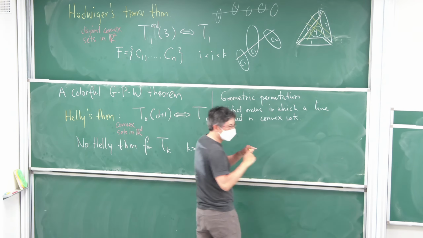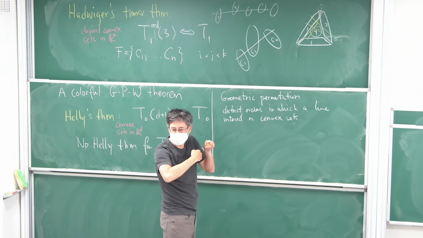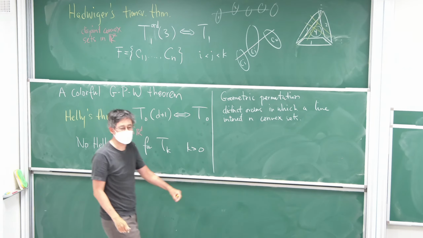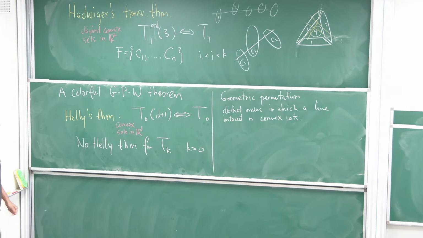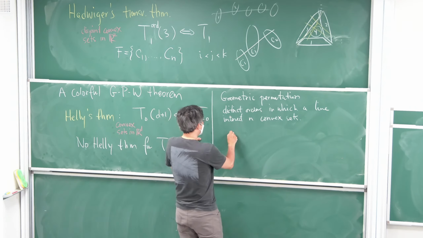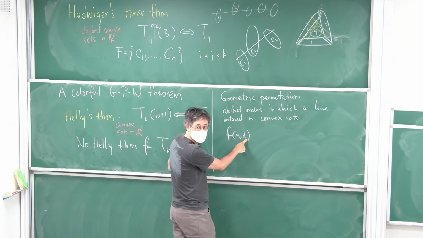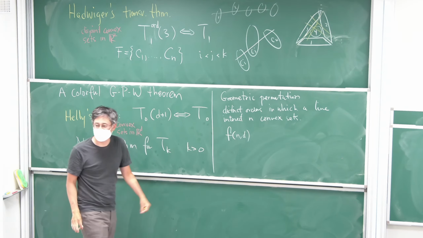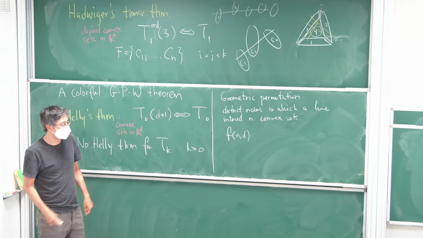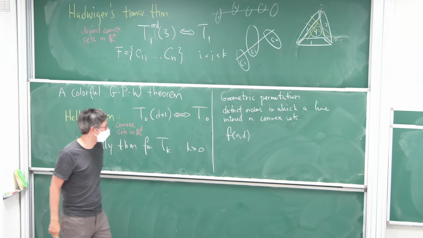So each such ordering comes in one direction and the other direction, and we identify those, called the geometric permutation. And so people have studied the maximum number, f(n, d): given n convex sets in dimension d, how many different orders can a line intersect such a family in? What is the maximum number?